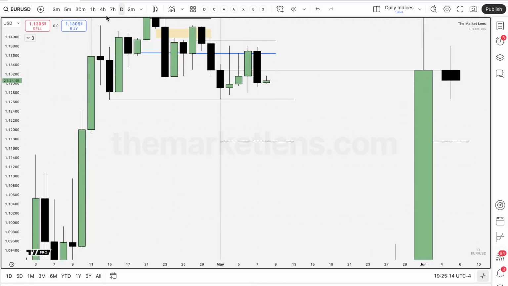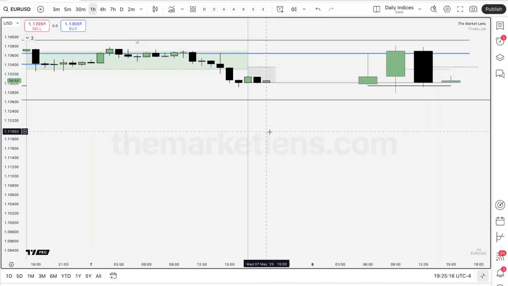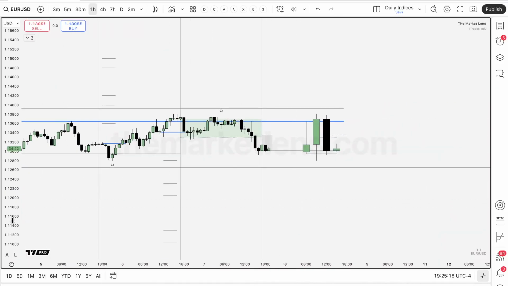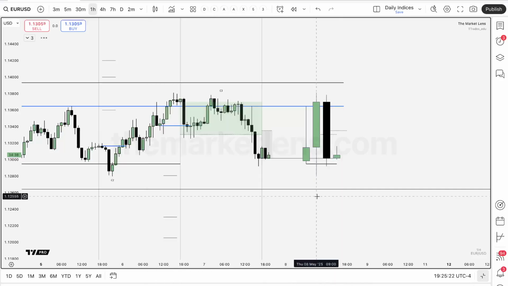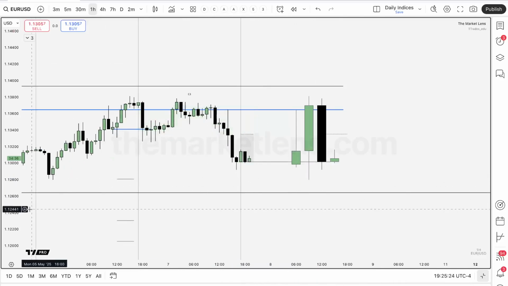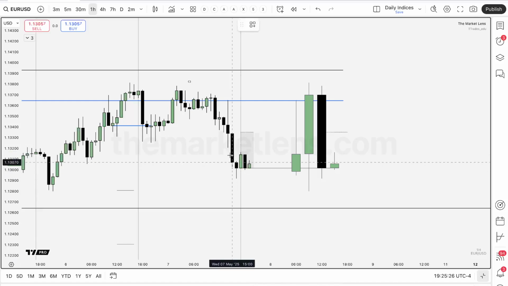Hopefully that makes sense. We go to the hourly and clean it up by just saying we're only bearish right now. And what do we notice? We're in a fair value gap.